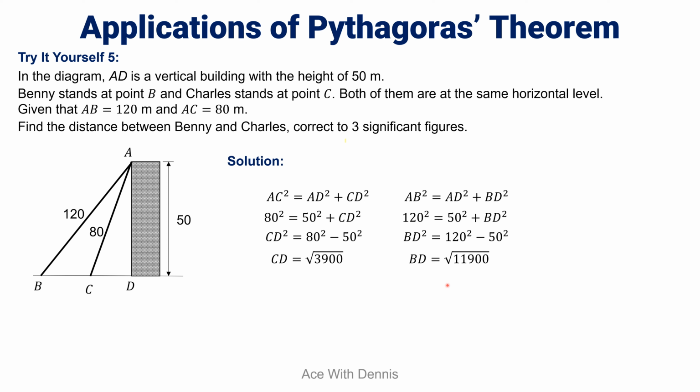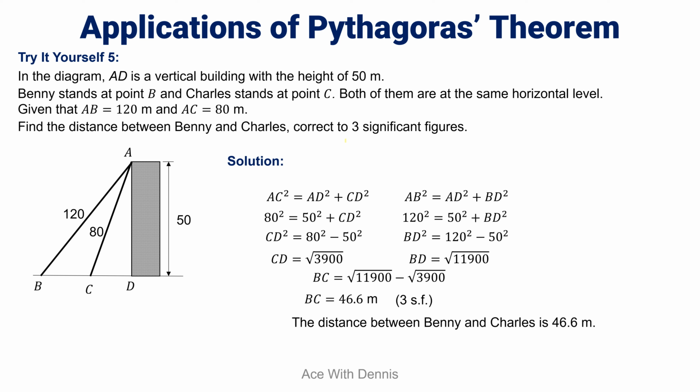of 11,900. Hence, the length of BC will be square root of 11,900 minus square root of 3,900. Hence, the length of BC equals 46.6 meters, rounded to 3 significant figures. Then we will say that the distance between Benny and Charles is 46.6 meters.